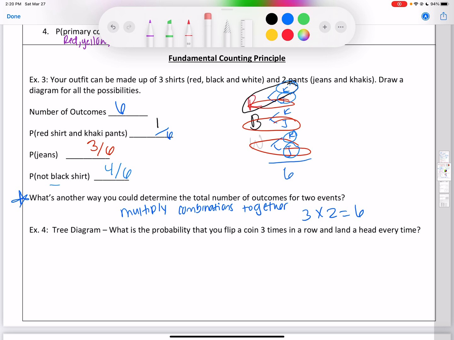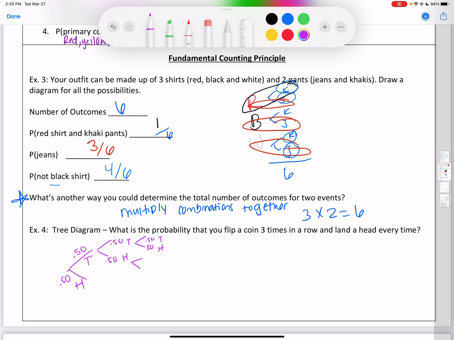So if I say, what's the probability that you flip a coin 3 times in a row and land heads every single time? I can make a tree diagram to help me. So there's 2 outcomes for flipping a coin. You have tails and heads. And you have a 50% chance for both of those options. If I flip it again, I have another 50% chance of tails and heads. And then if I flip it a third time, 50% chance of tails and heads.